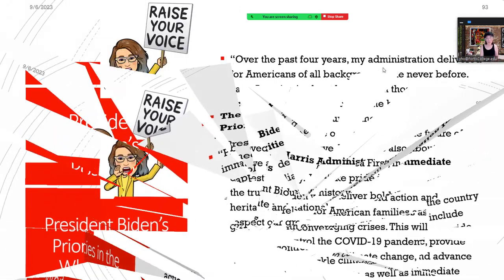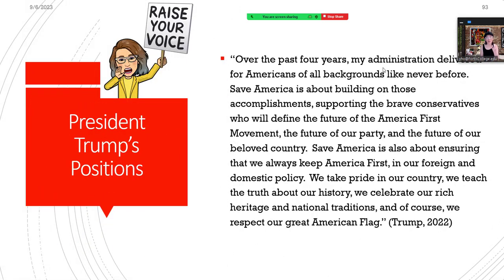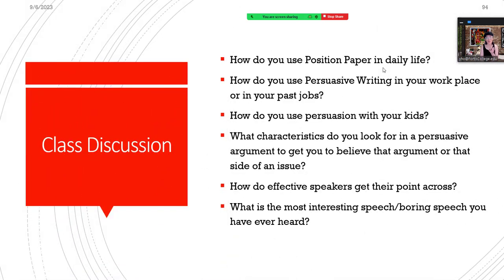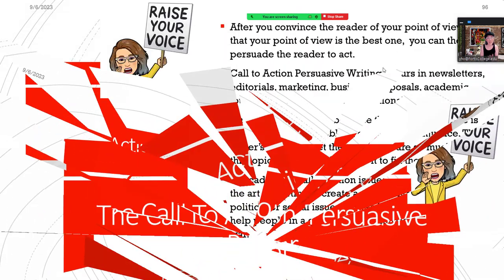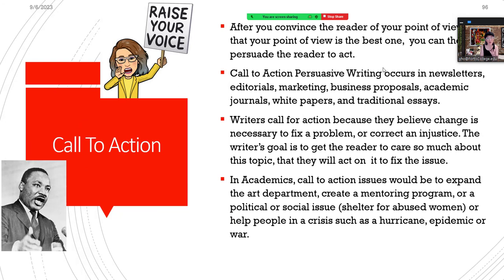So that's Biden 2020. President Trump said that over the past 4 years, my administration delivered for Americans of all backgrounds like never before. Save America is about building on those accomplishments, supporting the brave conservatives who will define the future of the America First movement. So here, President Trump talks about his stance on everything. So this comes from Trump 2022. So that is known as a position paper, where you take a position on a paper. And so for your week 9 and 10 forums, for the most part, you're just going to be writing a position paper. The second kind of persuasive essay is a call to action paper.